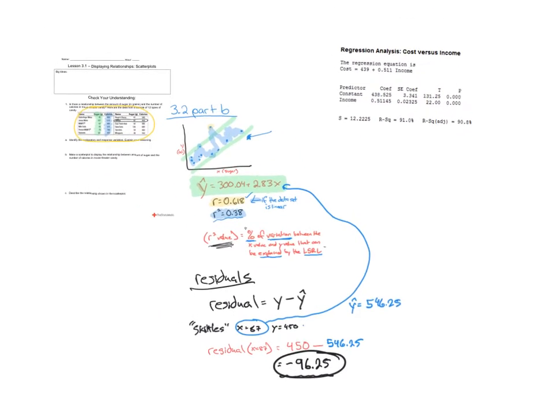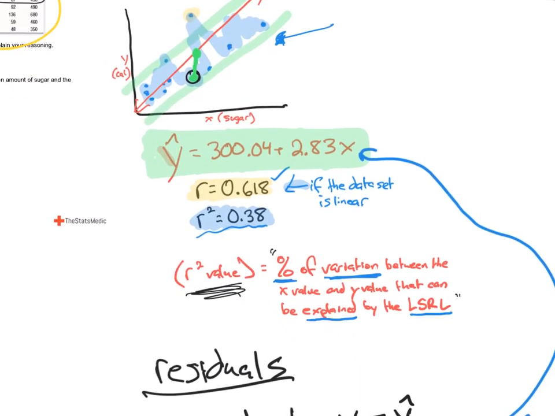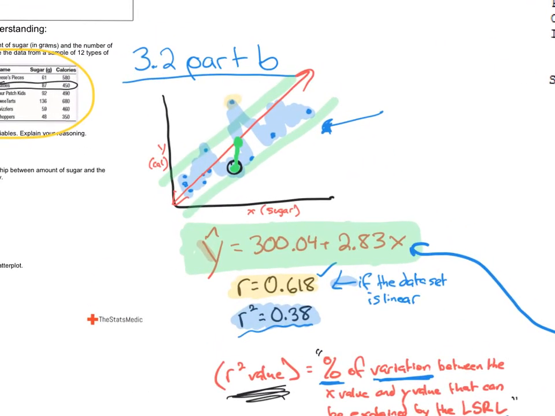Let's go find 87 on this graph. I'm going to go back to my graph real quick and find the one with the 87. It is, in fact, this lowest one here. That one is the Skittles one. A least squares regression line is going to go through here somewhere. So the residual, the distance between the predicted and the actual, happens to be 96.25. That's its distance. But if it's below the line, then it's negative.